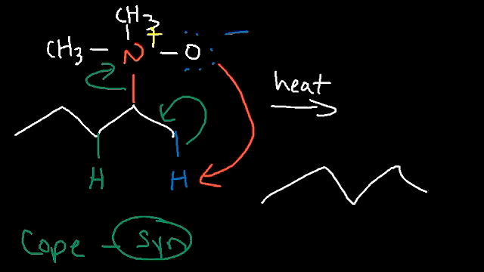So we're going to get the same Hoffman product. So the Cope and the Hoffman elimination reactions are Hoffman reactions. They don't produce the Zaitsev product. You get the Hoffman product in both cases. It's just that this is a syn elimination reaction and the other one is an anti-elimination reaction. So here's a question for you.